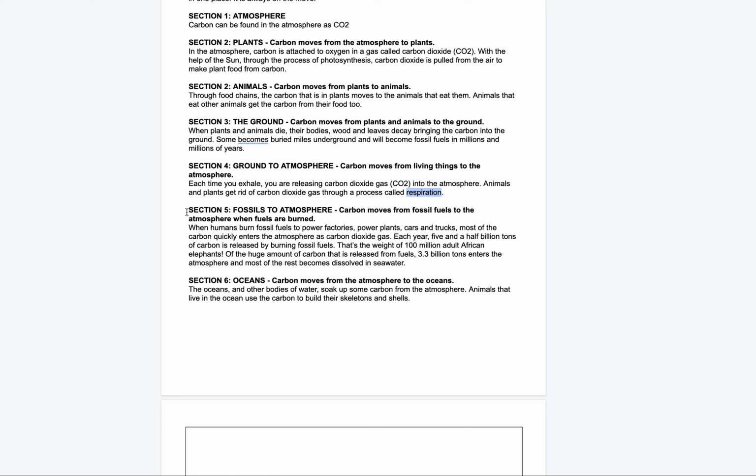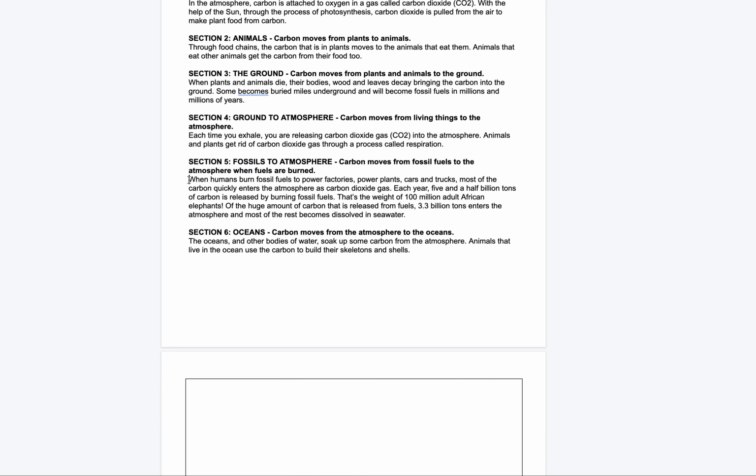Section 5. Fossils to the atmosphere. Carbon moves from fossil fuels to the atmosphere when fuels are burned. When humans burn fossil fuels to power factories, power plants, cars, and trucks, most of the carbon quickly enters the atmosphere as carbon dioxide gas.